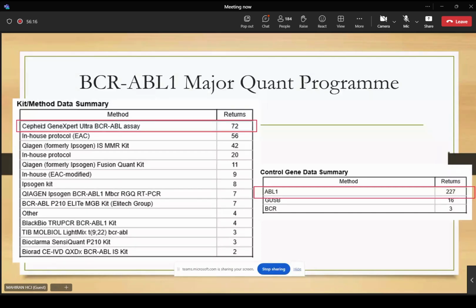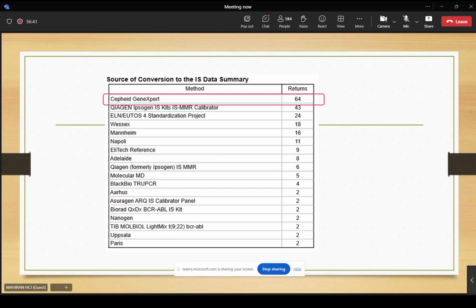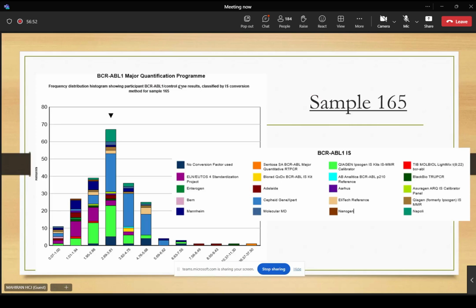Untuk Cepheid Genexpert Ultra BCR ABL ni kita boleh nampak lah yang paling tinggi, yang join adalah 72 lah daripada semua daripada yang lain kit yang lain. So yang paling tinggi partisipan lah maksudnya. So untuk control gene ABL1 227. Okay, so untuk ini pun sama untuk IS data summary pun pada tinggi 64. So BCR ABL major quantification program kita nampak juga ini yang dekat yang paling tinggi juga.